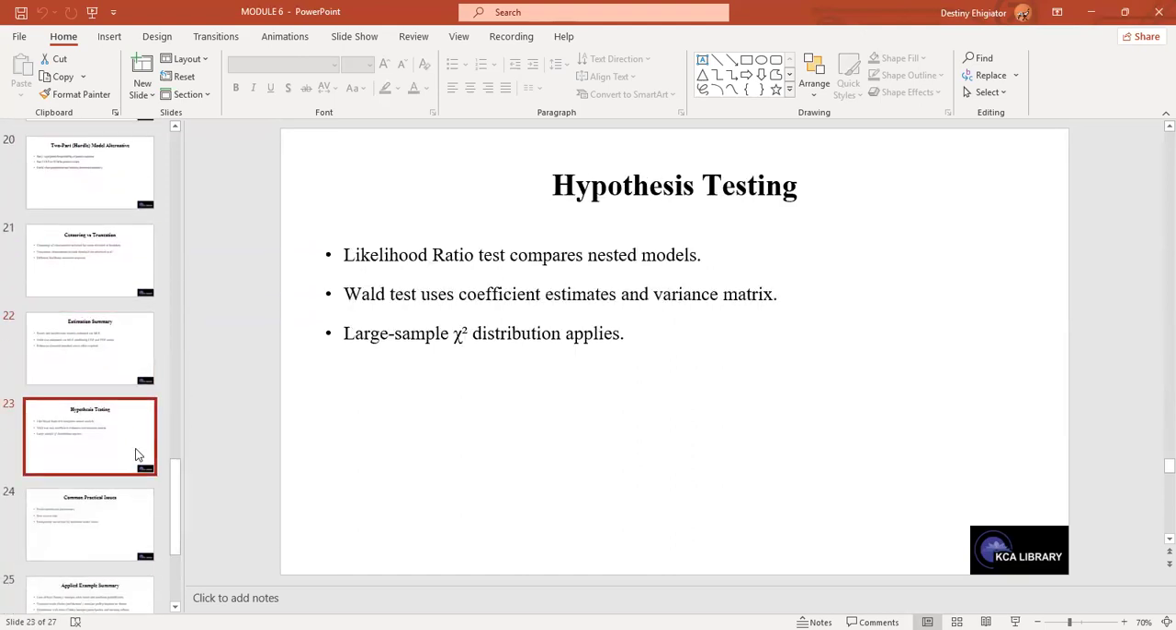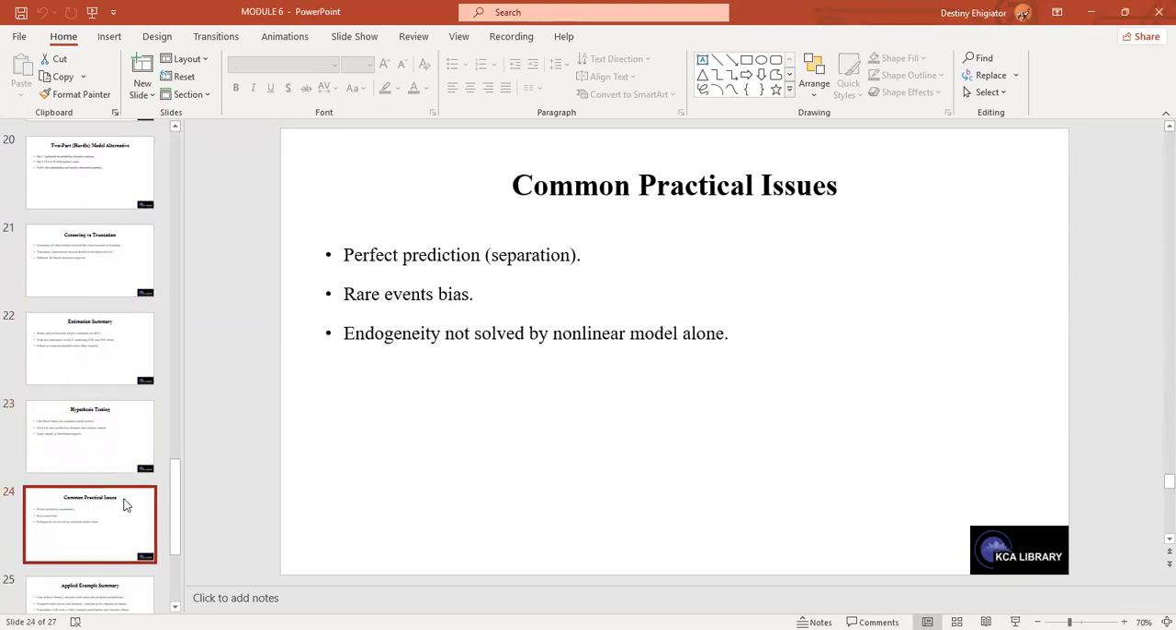For hypothesis testing, the likelihood ratio test compares nested models. The Wald test uses coefficient estimates and the variance matrix. In large samples, the chi-squared distribution applies. Common practical issues: there is perfect prediction, there is separation, there is rare event bias, and endogeneity is not solved by a nonlinear model alone.